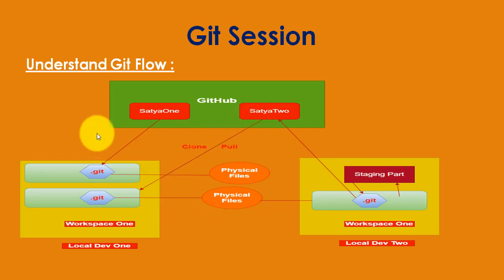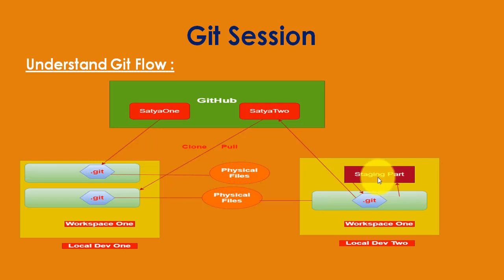So in this full diagram we understood that to make changes, modify files or share files, these operations depend on some Git commands. These are the Git clone, Git pull, Git push and Git status. And you can see the staging part here.